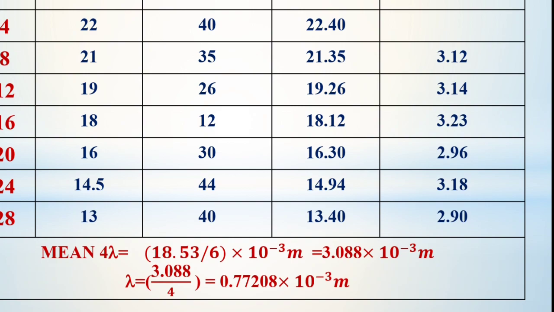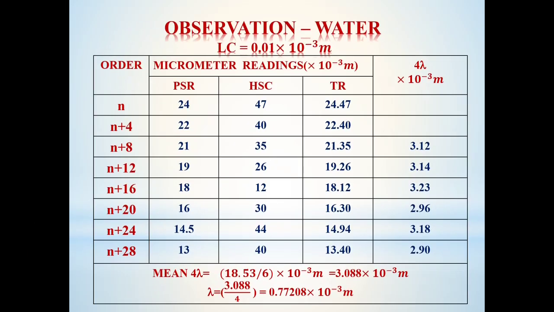If you calculate it for 8 lambda or 5 lambda, then you have to divide it by 8 or 5, whatever you have taken. So when you divide it by 4, you get 0.77208 into 10 power minus 3 meter.